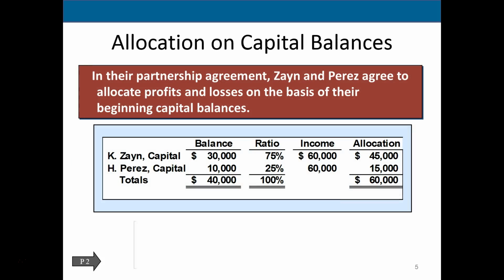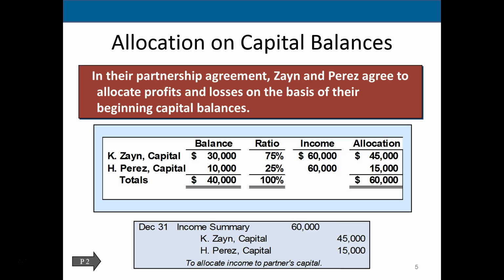So, allocation on capital balances. In the initial partnership agreement, Zane and Perez agree to allocate profits and losses on the basis of their beginning balances. So this is another one. Again, it seems reasonable in a lot of areas. You don't have to do it this way, but this is another way that the allocation method could work.